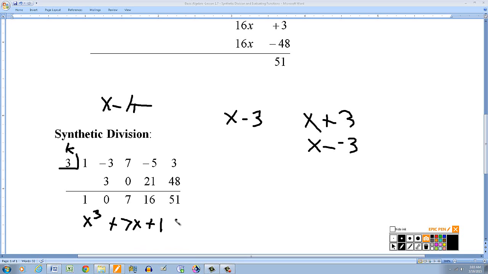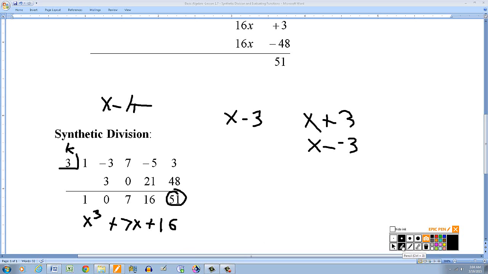Okay, we get the same answer. x to the third plus 7x plus 16 is the quotient, and this 51 right here is the remainder. Okay, now how does this apply to evaluating functions? Well, let's look at the next one.